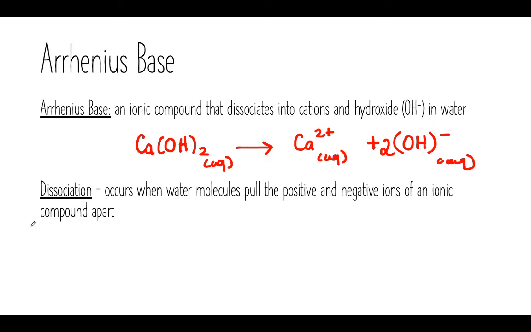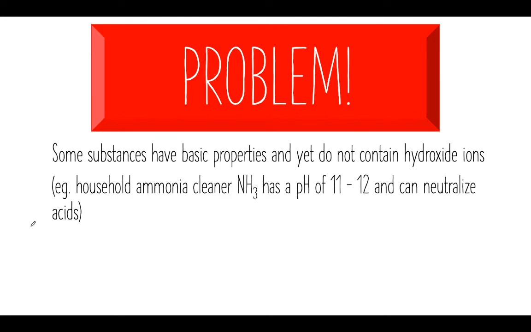Now, this Arrhenius theory explains acids and bases. We saw that acids are able to ionize to form H+, bases dissociate to form OH-. That's our definition for an acid and a base, according to the Arrhenius theory. But there is a problem, and the problem is that there are substances out there that behave like a base. That means they have base-like properties.